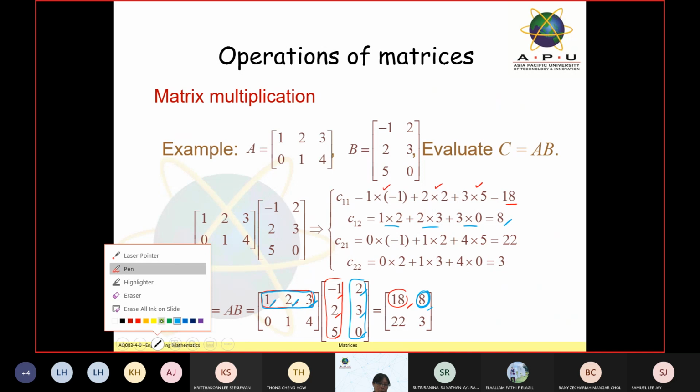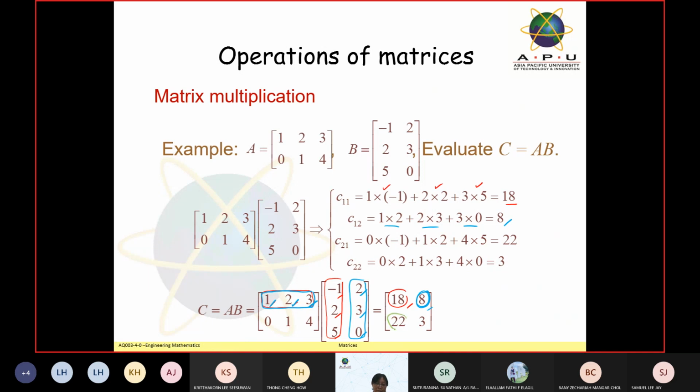Next one. If I want to get this answer, this position is second row, first column. So I should take the second row and multiply by the first column. I get the element for second row, first column. So 0 times -1 plus 1 times 2 plus 4 times 5. When I add it up, I get 22. The calculation is showing here. And so on.